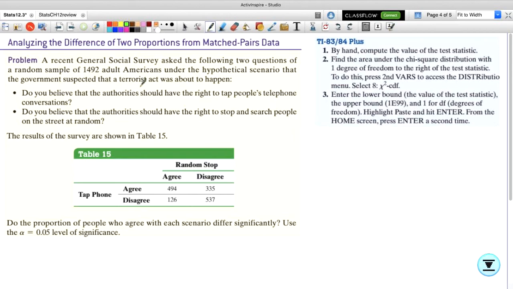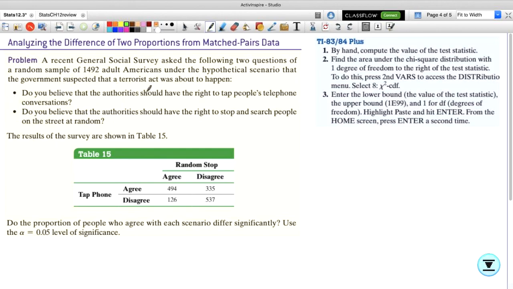So let's check out this problem. A recent general social survey asked the following two questions of a random sample of 1,492 adult Americans, under the hypothetical scenario that the government suspected a terrorist act was about to happen. Then they ask the same people these two questions. So again, same sample, two separate questions, okay?